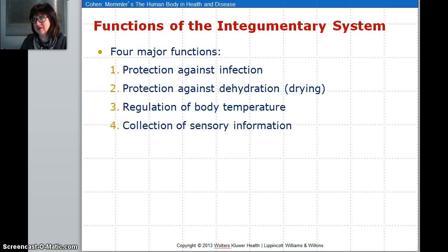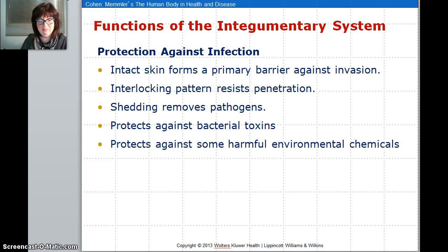When we look at the functions of the integumentary system, there are 4 main functions. Protection from infection. The skin is actually seen as your first line of defense. Protection from dehydration. You would dry out really quickly if you didn't have skin. Regulation of body temperature by cooling due to sweating, and your hair standing on end, which warms you up. And also it is a way to collect sensory information.